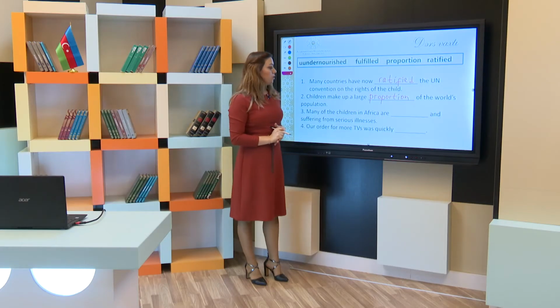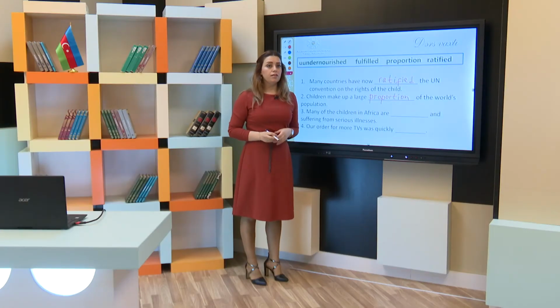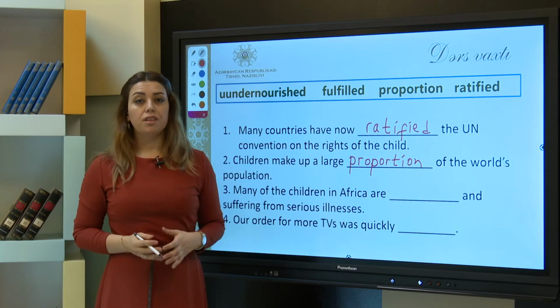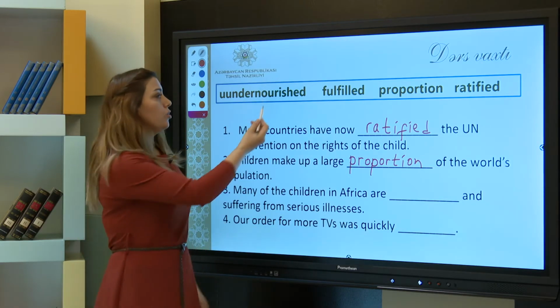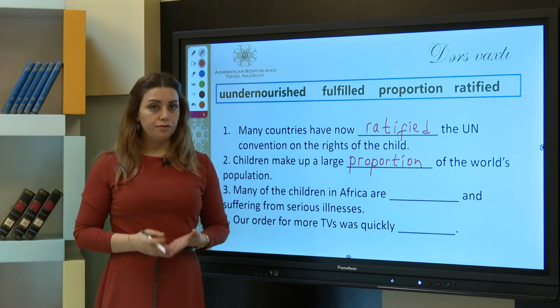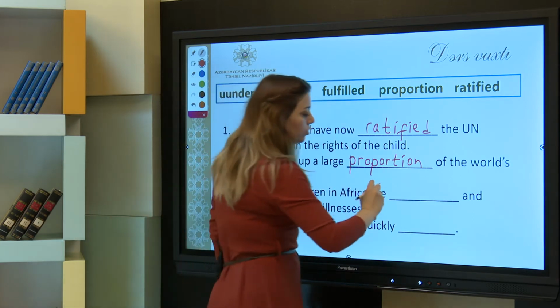Number 3, many of the children in Africa are and suffering from serious illnesses. So if children are suffering from illnesses, if they are sick, it means that they are undernourished. There is nobody to take care of them and they don't have enough food. That's why they become sick, they become ill. So the word is undernourished.